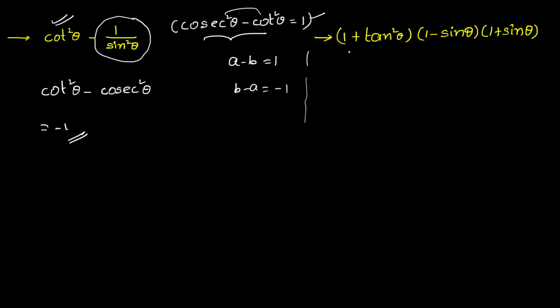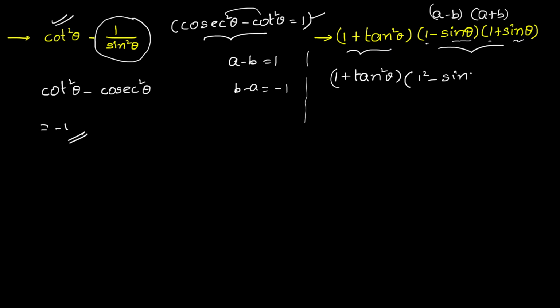Similarly, see here, 1 plus tan square theta. If you observe the other two expressions carefully, they are in the form of (a minus b) into (a plus b). So look here, a is 1 and b is sin theta, so it is in the form of (a minus b) into (a plus b), which will become a square minus b square. So we get 1 square minus sin square.